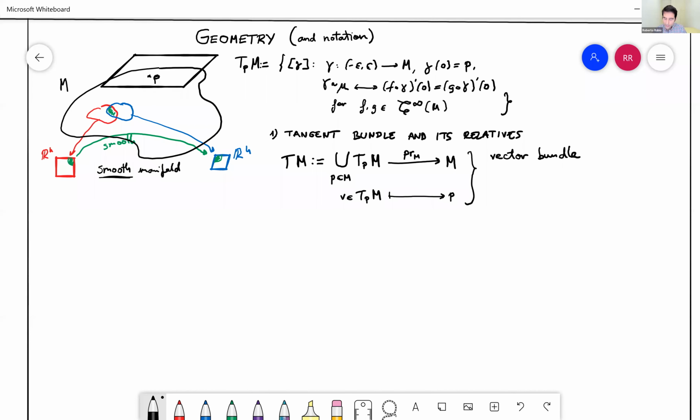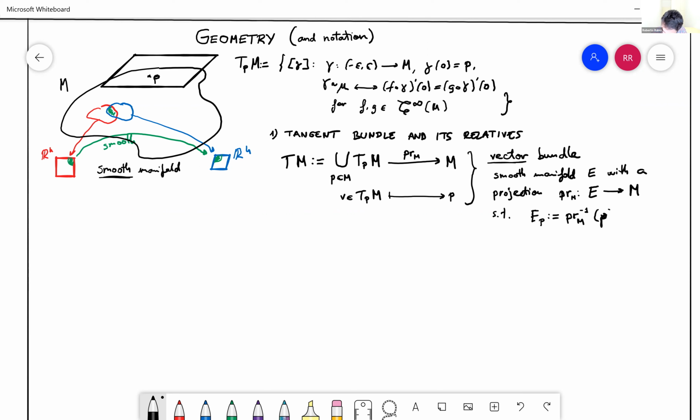A vector bundle is a smooth manifold E, like the one I painted on the left hand side, with a projection to a base manifold M. It is a vector bundle because the pre-image of any point, which I denote by E_p, is obtained by taking this projection and the inverse image of an element. I'm going to keep the same notation, P for the point.